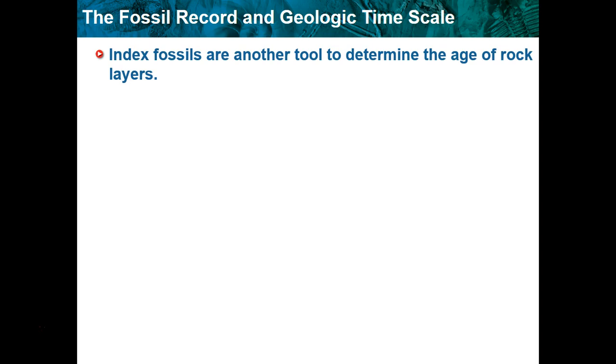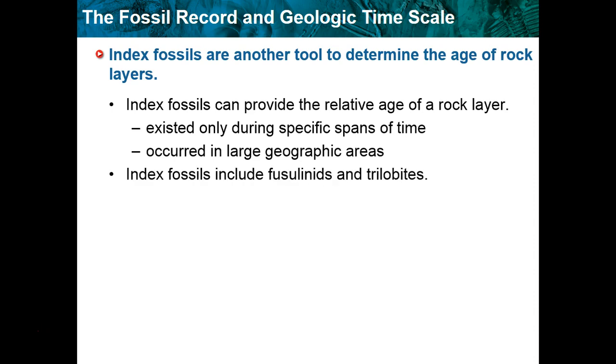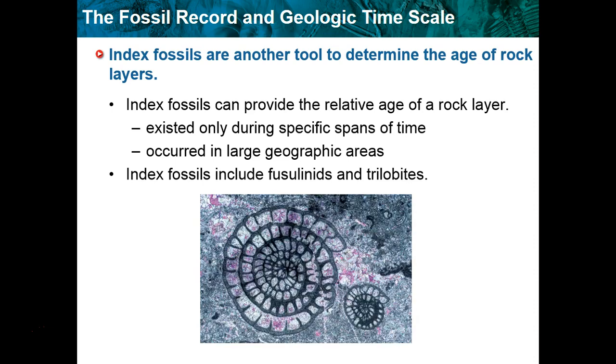Index fossils are also used to determine the age of rock layers. Index fossils are living organisms that existed only during specific spans of time, and they are widely spread out. So things like trilobites are often found, fossils of these are found everywhere. And so we know they only existed for a particular period of time, so we can use that to figure out the relative age of a layer of rock.